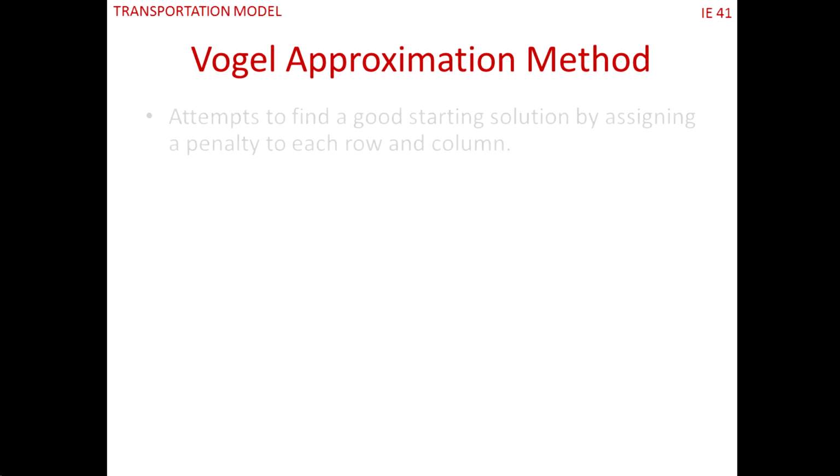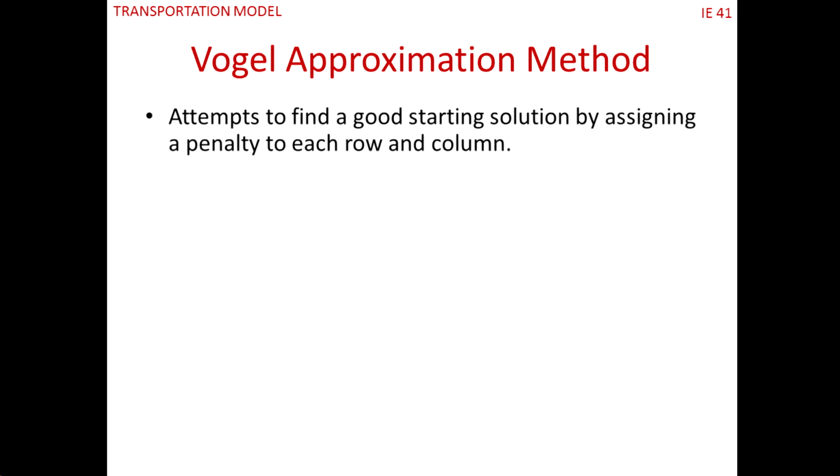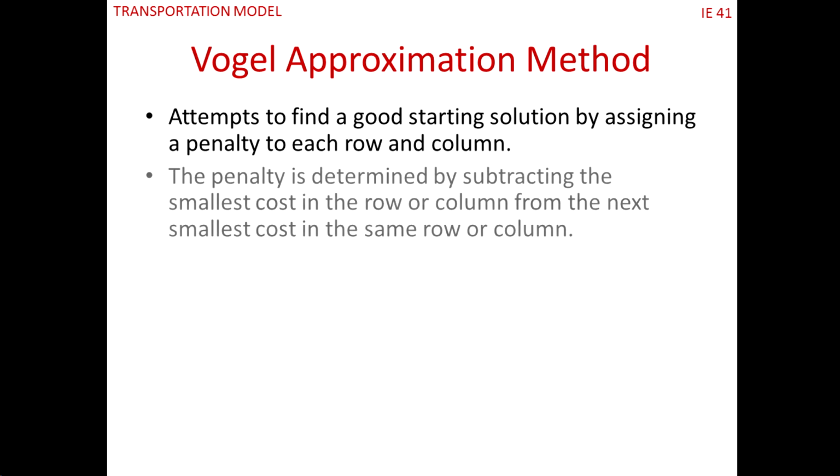This method attempts to find a good starting solution by assigning a penalty to each row and column. This penalty is determined by subtracting the smallest cost in the row or column from the next smallest cost in the same row or column.